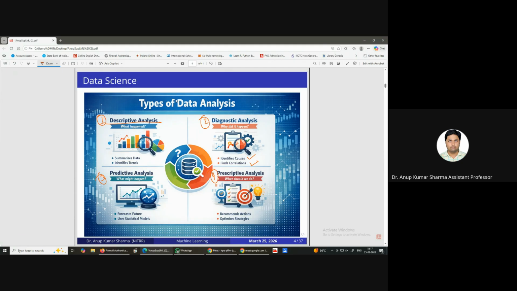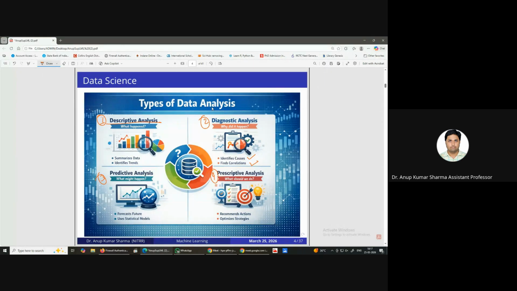Okay. So I was talking about the types of data analysis, descriptive and the four types of analysis, when we are moving to machine learning models. So we should have knowledge about these four types of data analysis.